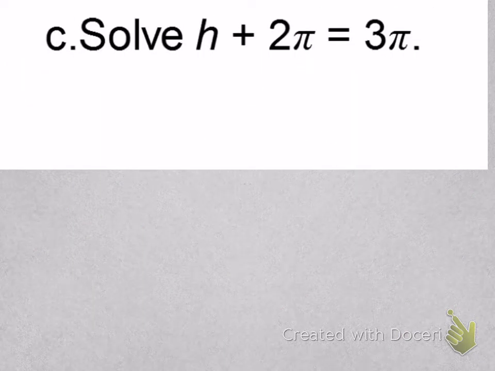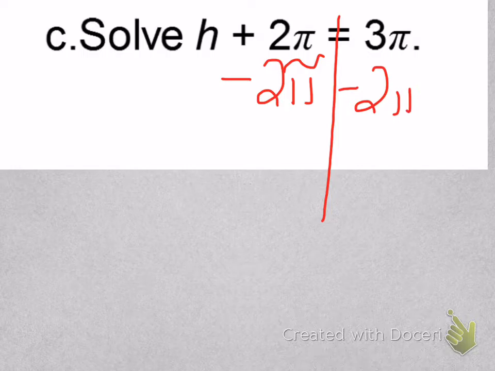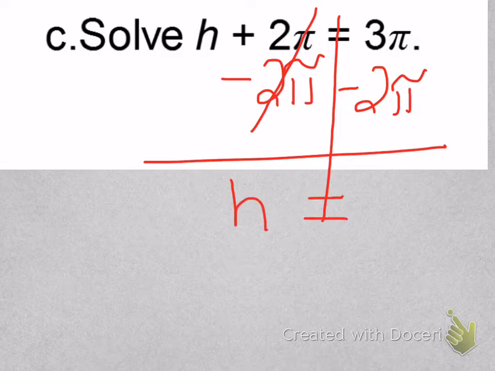Okay, for this one, we have h plus 2 times pi equals 3 pi. Our goal is still to get the variable by itself. The variable in this example is h. So I'm going to split the equation by the equal sign and do the same thing. I'm going to subtract 2 pi. Positive 2 pi minus 2 pi cancels out, so I'm left with h on the left side. Equals 3 pi minus 2 pi, which is just 1 pi.